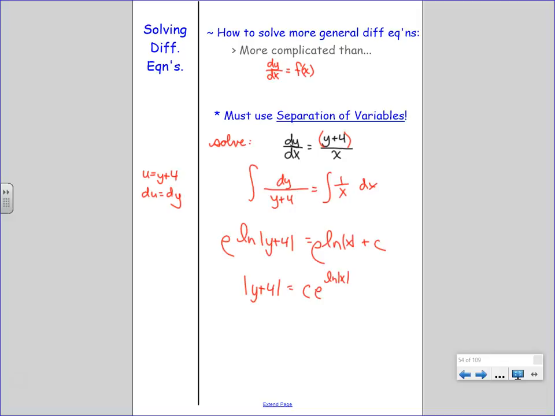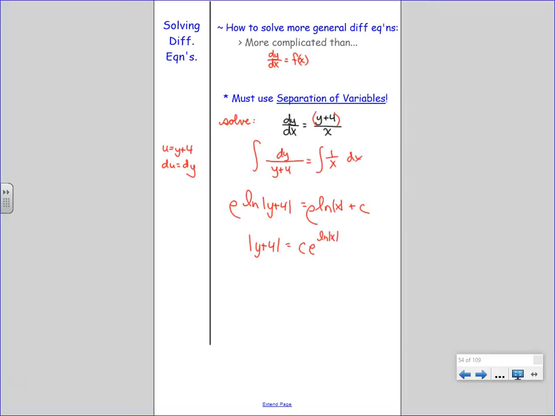Question, why can we take out the absolute value? Because the c absorbs the negative. The c absorbs the positive or negative possibility, which might mean that for a different initial condition, the c might be a different value, like have a different sign, just something to be aware of. But if they give us an initial condition, we'll find the right c, and so we'll be okay. We'll end up with y plus 4 is equal to c, e to the ln, what happens? That's gone. Why can I get rid of that absolute value yet again? Because the c can absorb the plus or minus again. So then we end up with y is equal to cx minus 4.